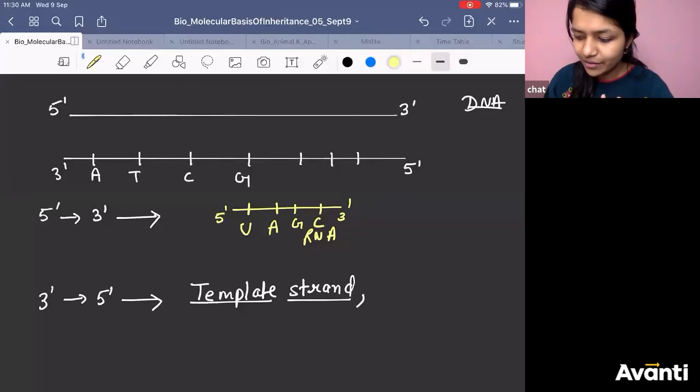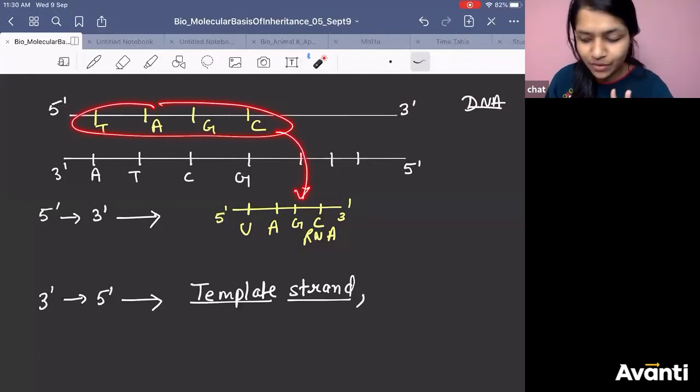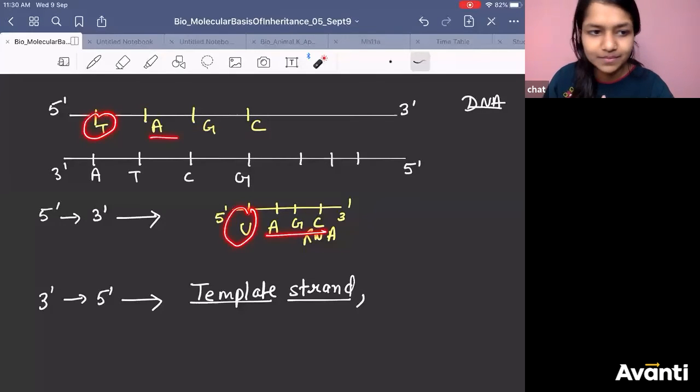Now, look at it very carefully. Can you tell me the code here in the DNA strand? T, A, G, C. You can see now? Now, can you compare this with this? The RNA which has been formed and the code which you get in the 5 prime, 3 prime. Can you match it? Are they matching except at one place? Yes or no? They are matching, right?